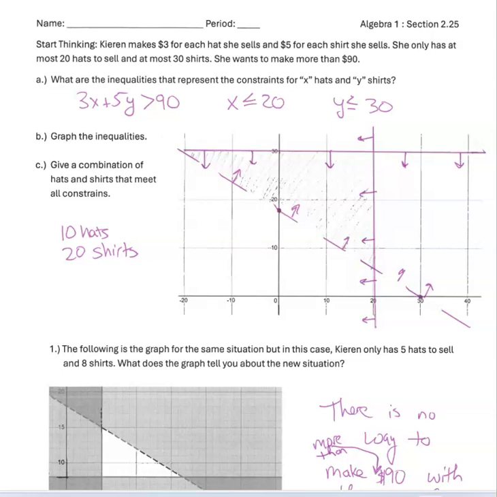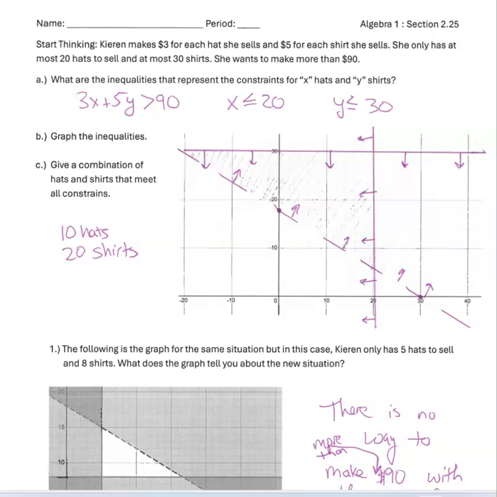All right, we're going over 2.25. The Start Thinking part says Kieran makes $3 for each hat she sells and $5 for each shirt she sells. She only has at most 20 hats to sell and at most 50 shirts. She wants to make more than $90. So what are the inequalities that represent this?